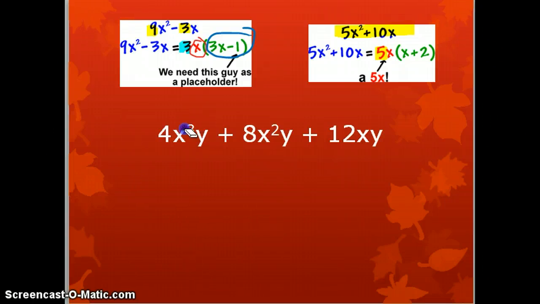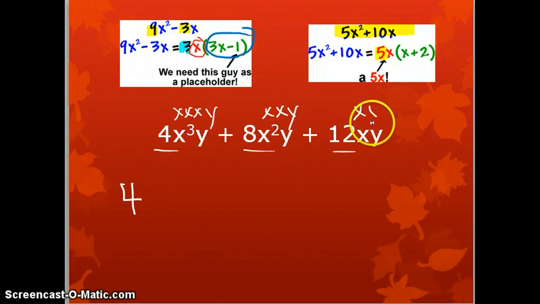Let's look at the long example I have in the middle here. So we need to figure out what 4, 8, and 12 have in common. I can divide out a 4 evenly from all 3 numbers. So that's what I want to do. So I'm going to take out a 4 first of all. Then I want to look and see what variables they have in common. This one has 3 x's and a y. This one has 2 x's and a y. And this one has an x and a y. Now, I can't have more in common than what I have the least of.